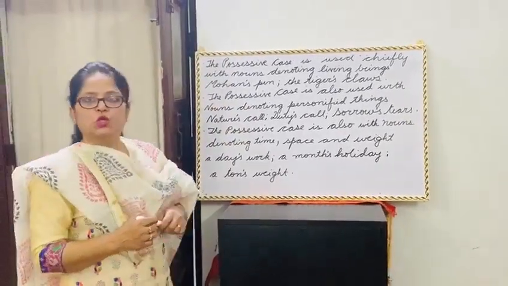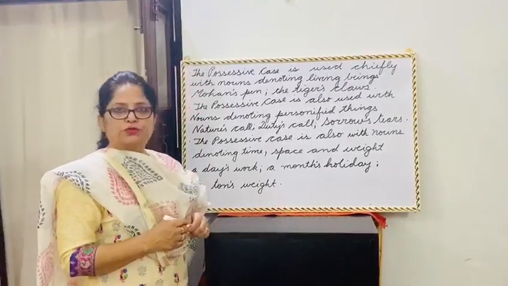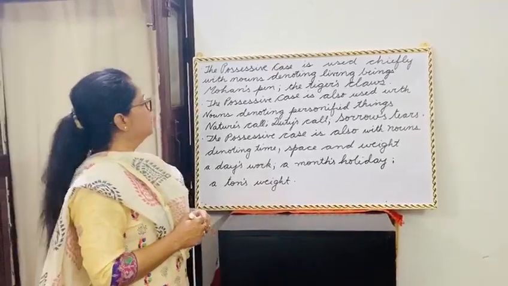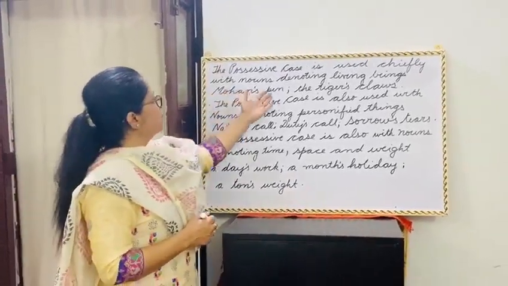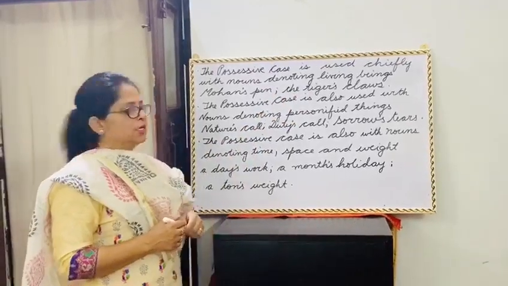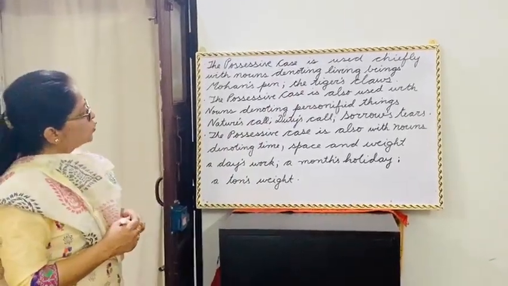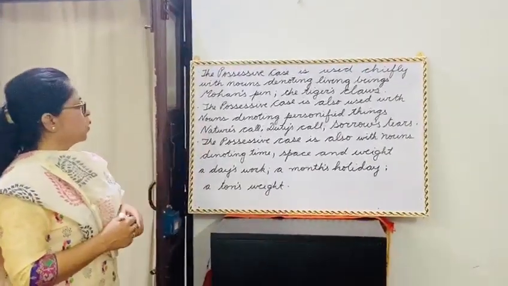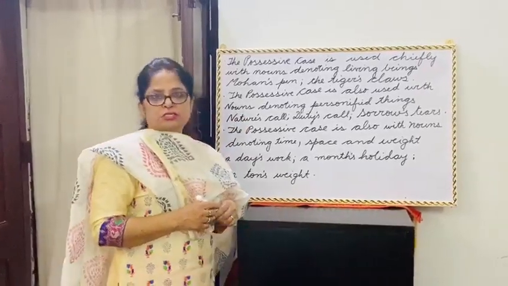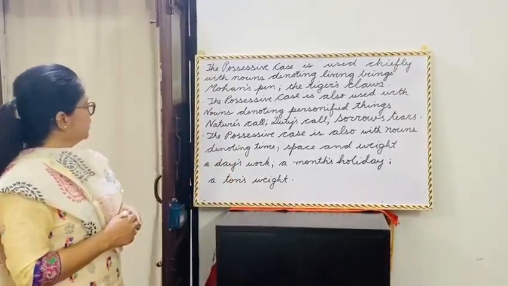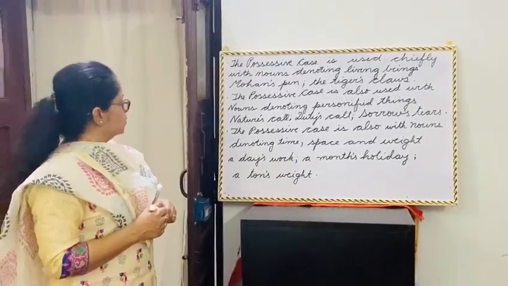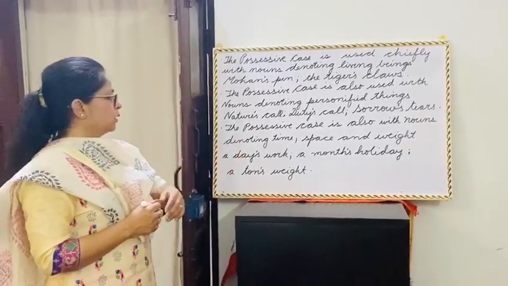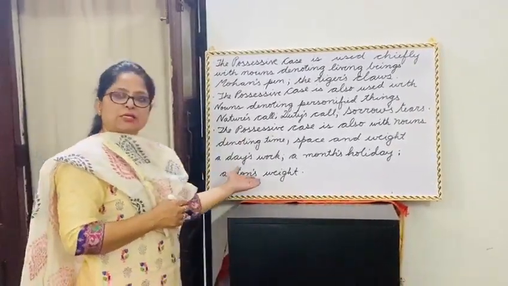Here we have the first use of the possessive case. I'm going to read it out for you. The possessive case is used chiefly with nouns denoting living beings. For example, Mohan's pen, the tiger's claws. The next one: the possessive case is also used with nouns denoting personified things. Example, nature's call, duty's call, sorrow's tears. The next one: the possessive case is also used with nouns denoting time, space and weight. A day's work, a month's holiday, a ton's weight.